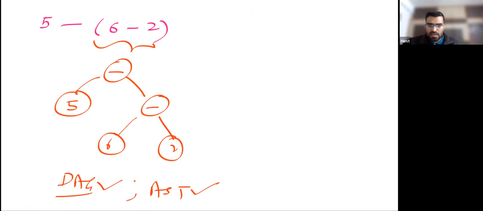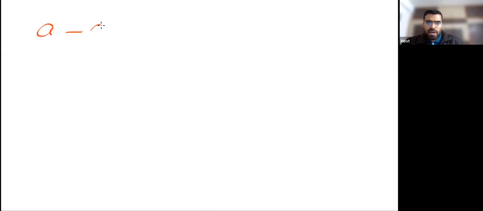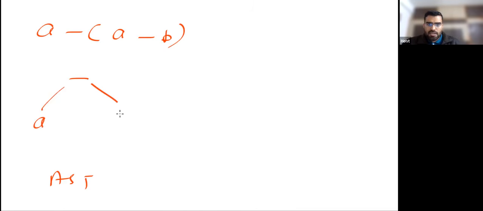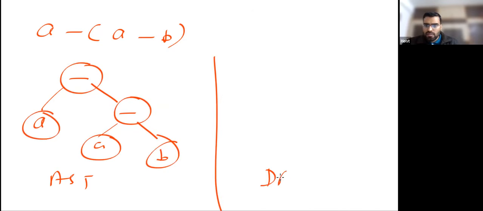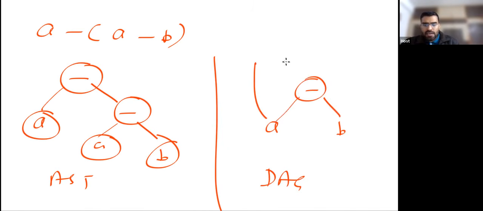Now, is this clear? So for example, if you have a minus b, now what is the abstract syntax tree? Abstract syntax tree will be minus with a and b below it. This will be the abstract syntax tree. And what will be the DAG? DAG is very simple. Take a, b, just do a minus b, and from this a, you subtract this. This is your DAG. Is this clear?